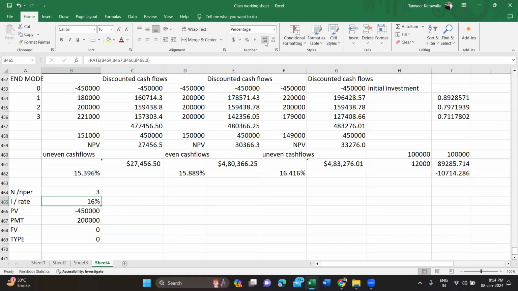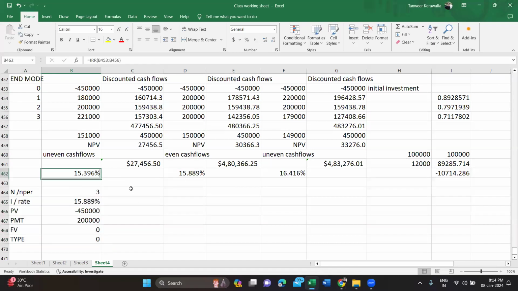So if I just open it out, see, same answer we're getting, 15. I'll just open one more decimal: 15.889, 15.889. So if PMT is there, that means same even cash flows are there. Then you can do it this way also. You can do IRR directly. But if there are uneven cash flows, then you can't use this.